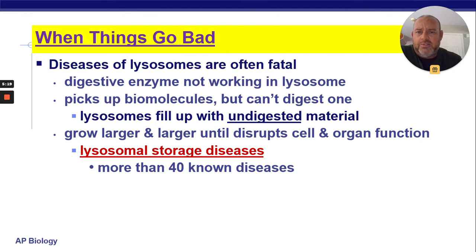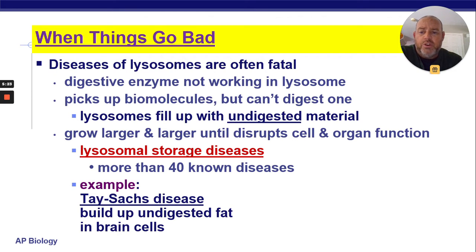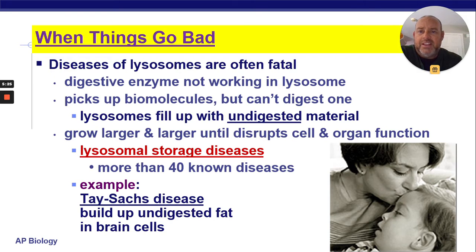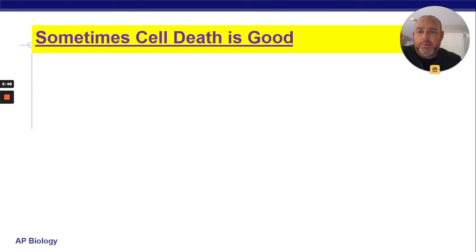So there are lots of lysosome diseases, unfortunately, about 40 or more known. One example is Tay-Sachs. That's probably one of the more well-known ones. It's a buildup of undigested fat in the brain cells. You can see this little boy has Tay-Sachs. They generally don't have really long lifespans, and they generally have some problems with their neural development. So you can definitely have some issues if your lysosomes have some sort of mutation or aren't working properly.